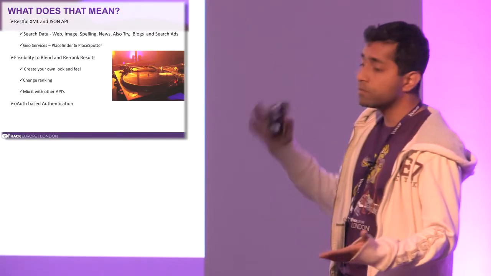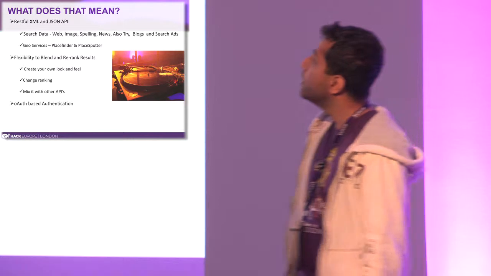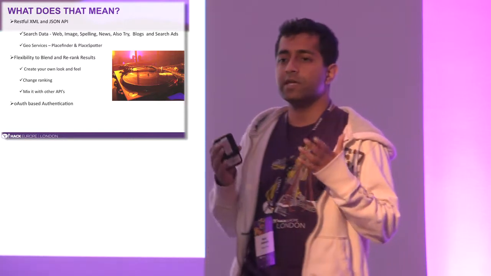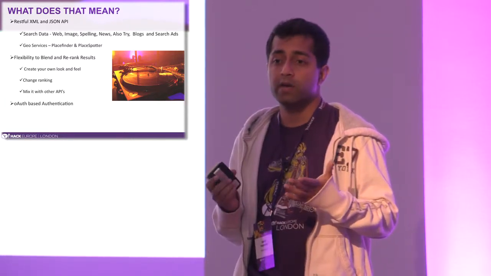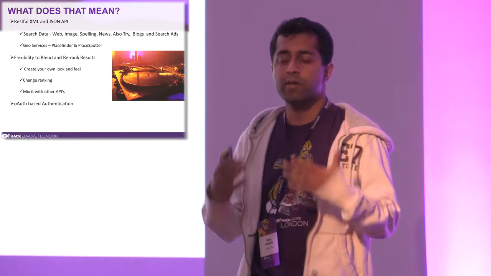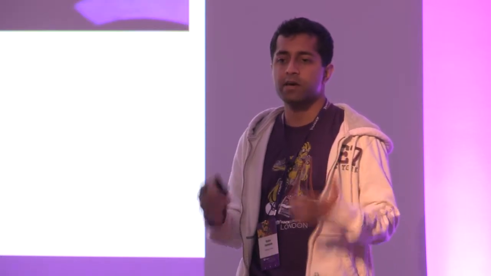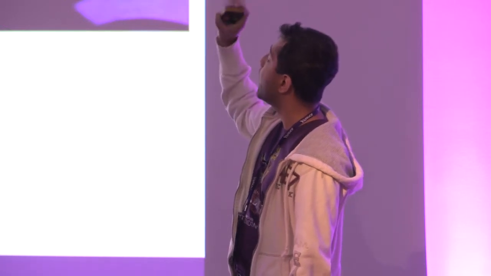So what does that mean in terms of Boss? It's a RESTful API which gives you access to our search backends. You can pass in a query and get back results, in either XML or JSON. You can take those results, blend and re-rank them with anything you please, and build an experience on top of that. There's web search, image, spelling, news, Also Try, which is search suggestions, blog search, and ads, obviously.